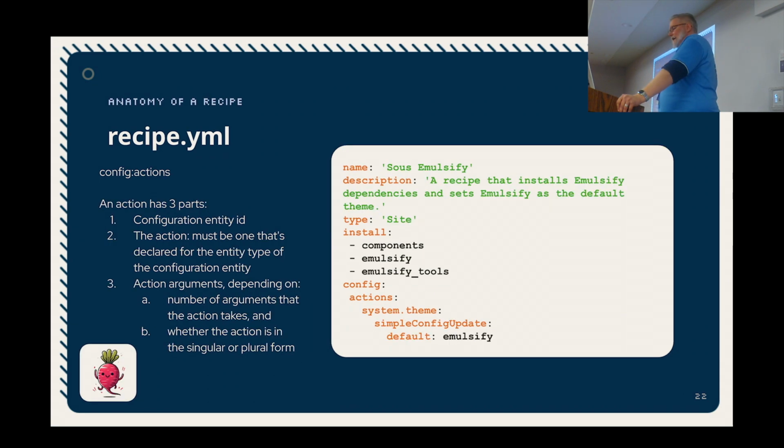That brings us to config actions. And each config action really has 3 parts. So you have basically the configuration entity ID that you want to manipulate, the actual action name for the action that you want to use, and then you have arguments, and the number of arguments will depend on which action you're running, as well as whether you're using the singular or the plural form of this particular action. So in the example we see here, it's using the simple config update action to modify the system theme and change the default theme to be Emulsify.